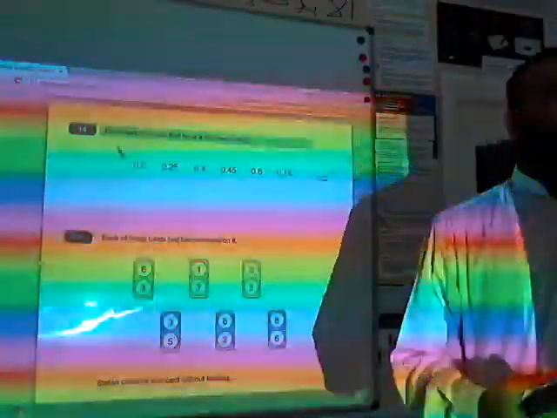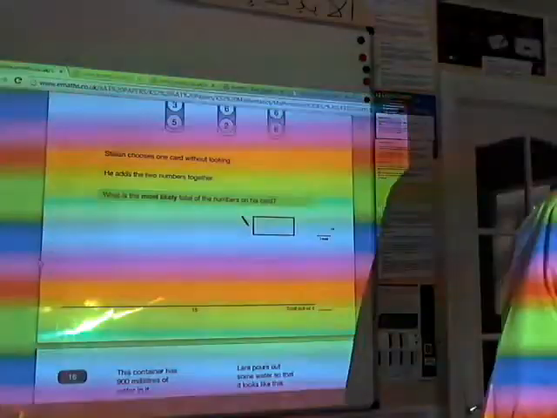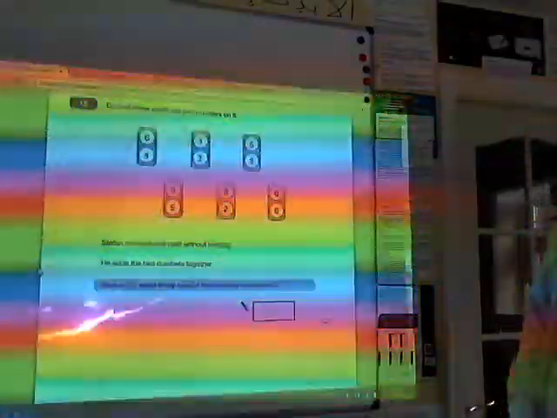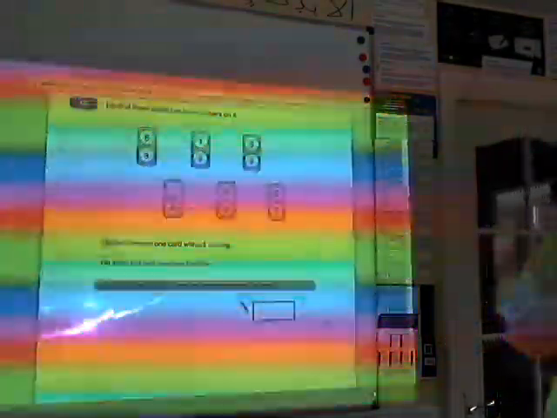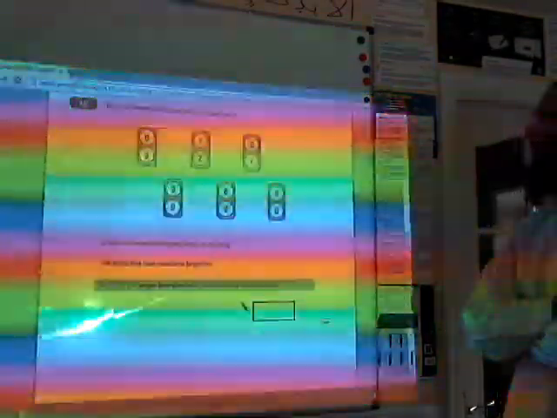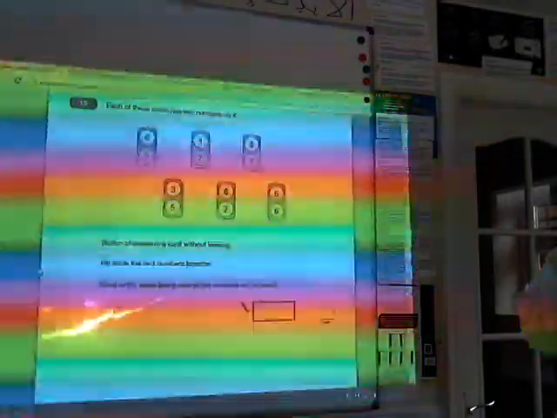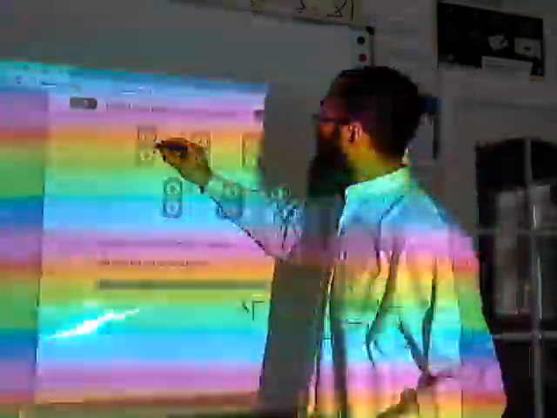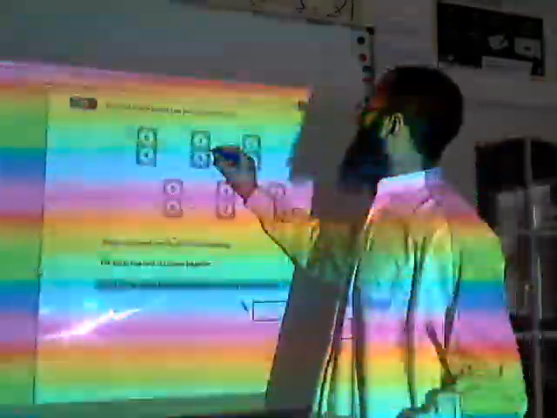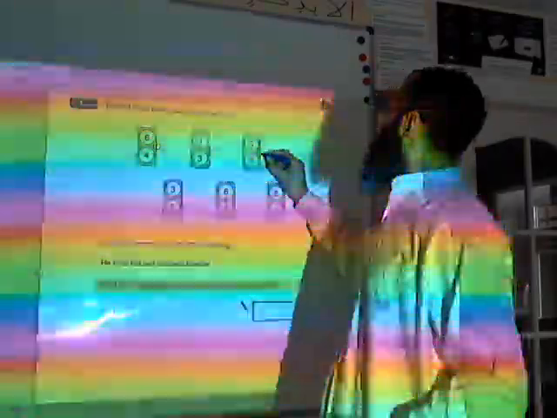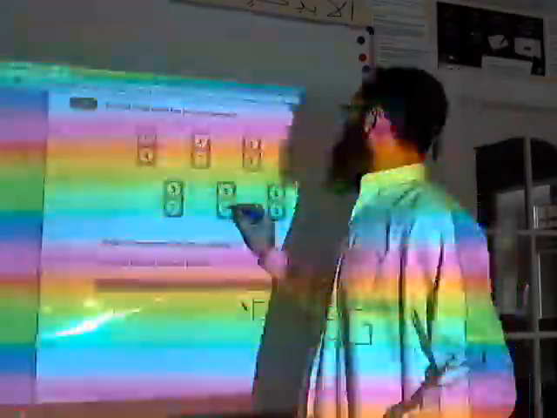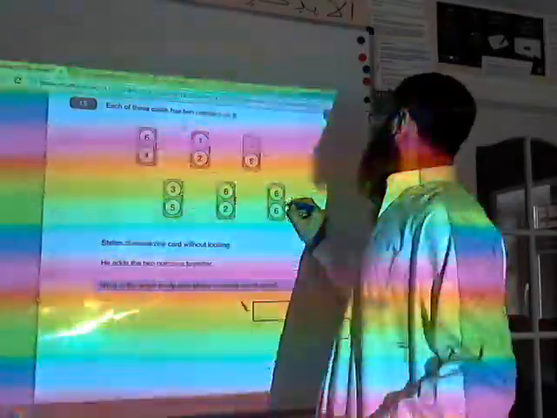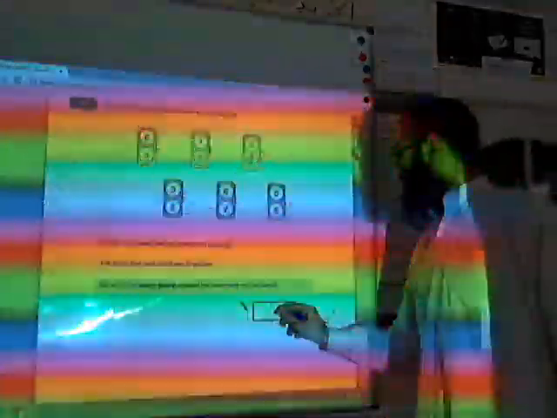Can you move on to the next question, please? Each of these cards has two numbers on it. Stefan chooses one card. Without looking, he adds the two numbers together. What is the most likely total of the numbers on his card? So let's work out the totals first for ourselves. So 6 and 4 will give us 10. 1 and 7 is 8. 5 and 7 is 12. 3 and 5 is 8. 6 and 2 is 8. And 6 and 6 is 12. So which is the most likely total? 8.